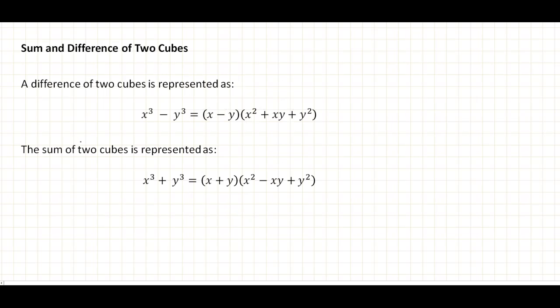Now let's look at the sum and difference of two cubes. If I have two cubes, x cubed minus y cubed, this is the difference here, it is going to be the same as x minus y multiplied by x squared plus xy plus y squared.